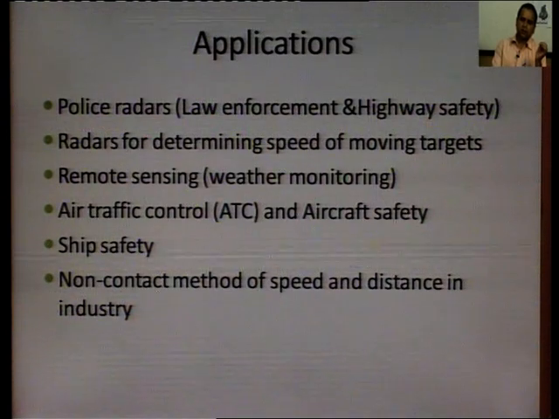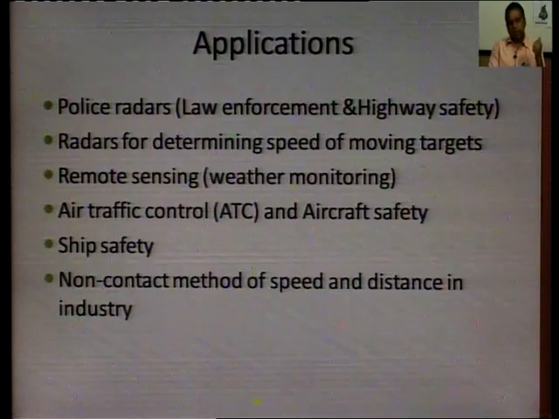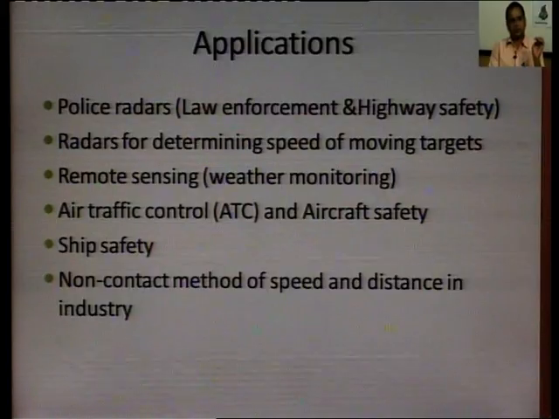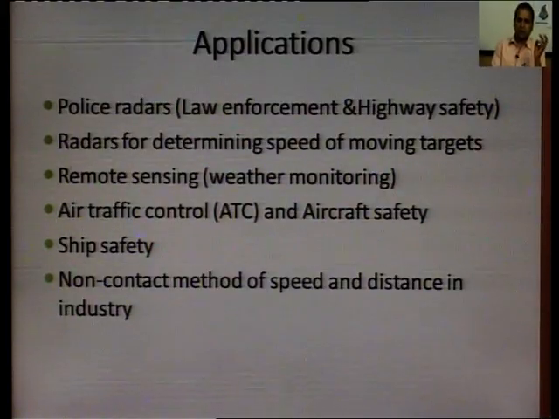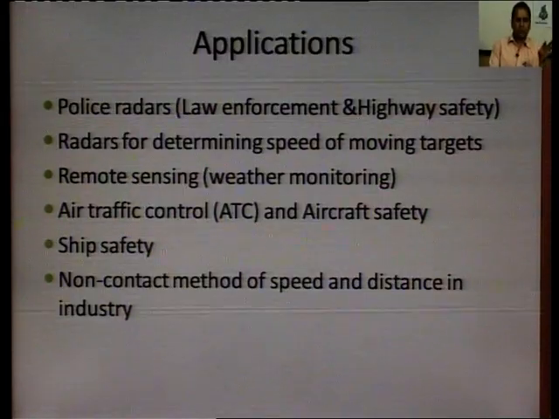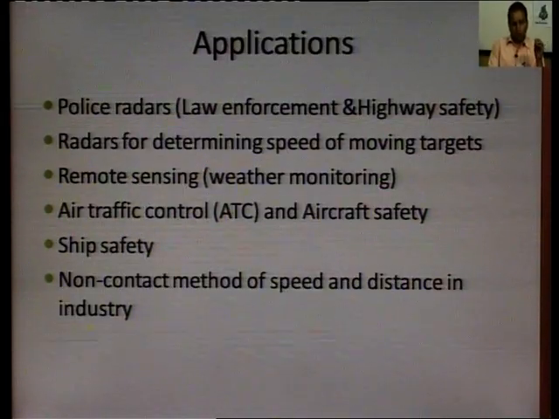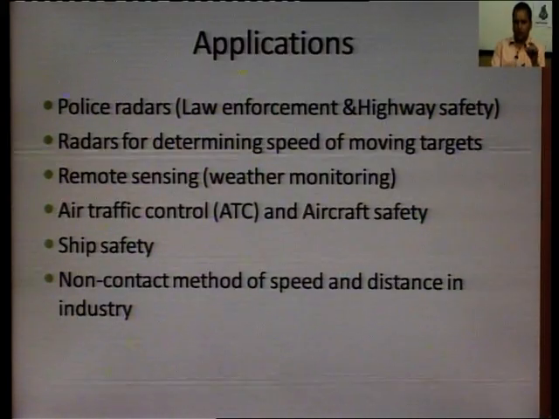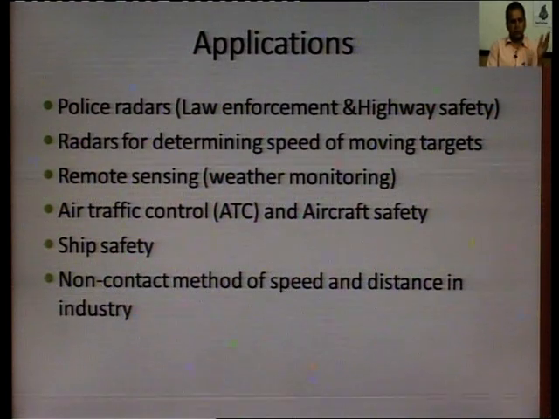Next is non-contact method of speed and distance measurement in industry. This is a very important application of radar. In industries, there are some areas where human beings are not allowed to go, or where it is not safe for a normal human being to go, but the parameters of that area are to be known, and that is done with the help of radar, whether it is speed or distance in the industries.